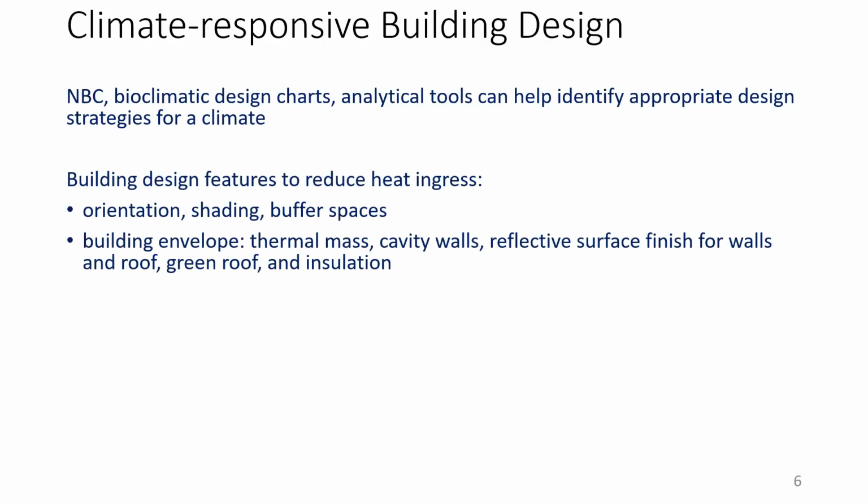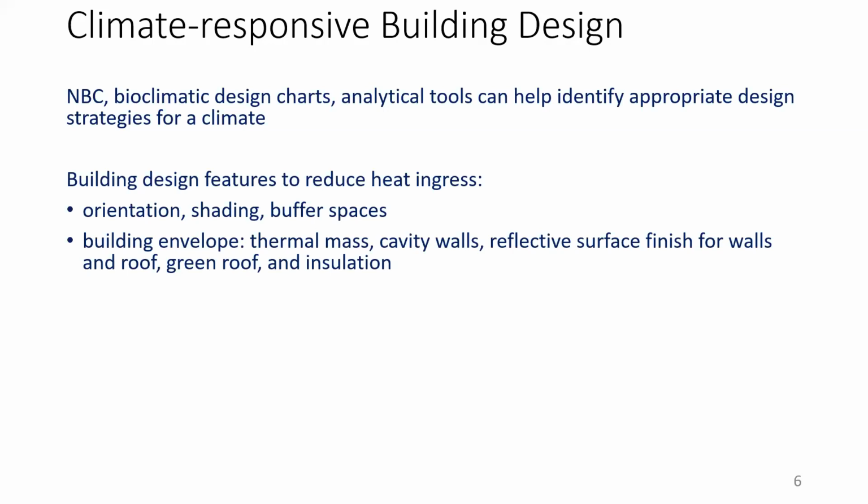Here the top priority should be to reduce the heat ingress into the building and carefully choosing building orientation, designing shading systems as simple as an overhang or a chhajja, and provision of buffer spaces to reduce or minimize solar exposure. These should be the first design feature that should be considered.